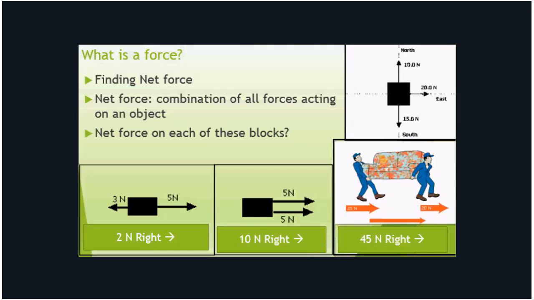The next question is a little bit more complicated. You have to look for which ones are opposite of each other. North and south are opposite, so I'm going to subtract 15 minus 10 would give you 5 newtons south because 15 is a larger number. You do not have anything opposite of east, no one is pulling to the west, so you keep it as 5 newtons to the south and 20 newtons to the east. And if you wanted to convert that into an angle, that is something you would do in an upper level physics class, but not in our class.